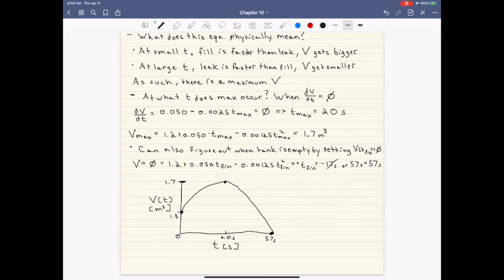All right? And so, just by solving this differential equation, this gives us a very powerful tool for predicting, understanding, and tracking what the volume of water in this tank is at any time that we want.